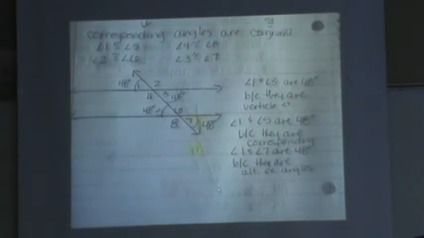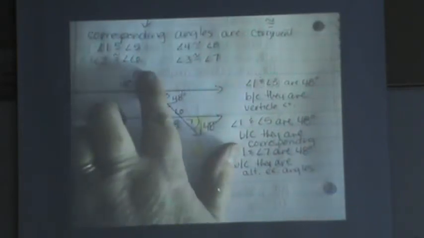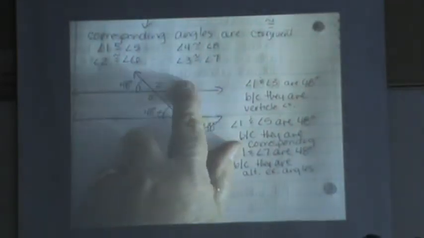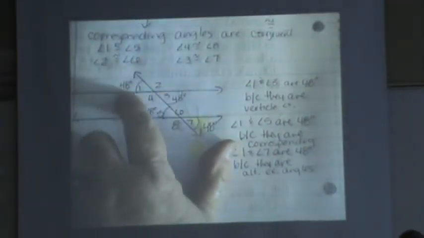How did you get that? I subtracted 48 from 180. Where did you get 180 from? Is the line? Because they make a line. Very good. Angle 1 and angle 2.